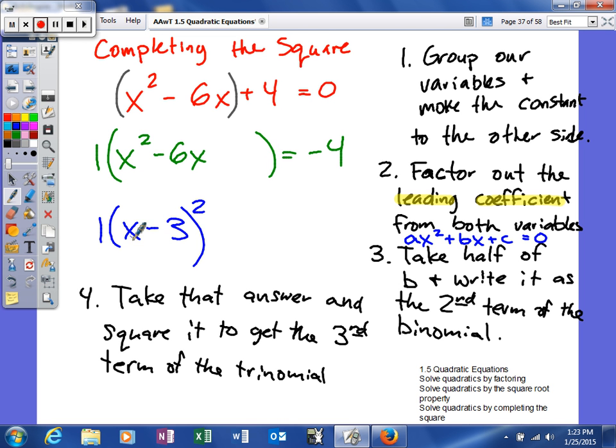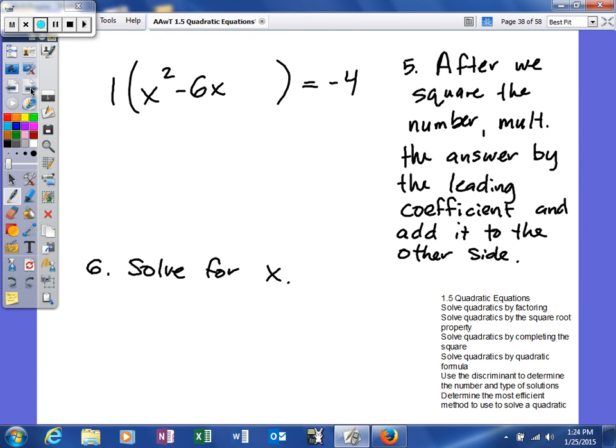So we want it to factor to x minus 3 times x minus 3, or that squared binomial. So to do that, x times x would give us x squared, x times -3 is -3x, -3 times x is -3x, which is -6x, and then -3 times -3 would be a +9. Okay, so what we need to do is we need to take that answer and square it to get the third term of our trinomial. So as you can see, I squared that here. What I need to do now is, after we square the number, multiply the answer by the leading coefficient and add it to the other side.